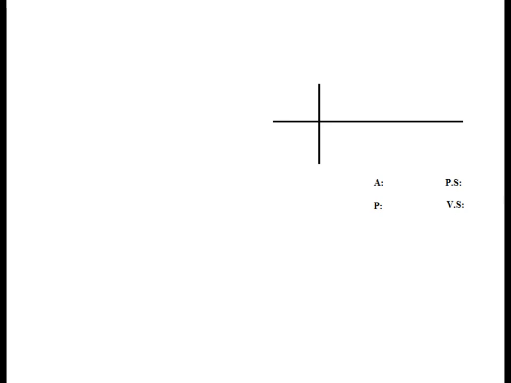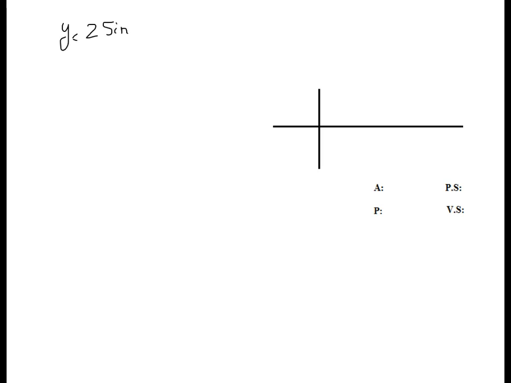Let's say that this time I ask you to do y is equal to 2 sine 2x. Okay? No, I'm sorry, because in this, yeah, we don't do. Let's say I ask you to do 2 sine x plus 45 degrees. Okay? So, again, I'm going to dissect my sine function and determine the values for A, P, PS, and VS.